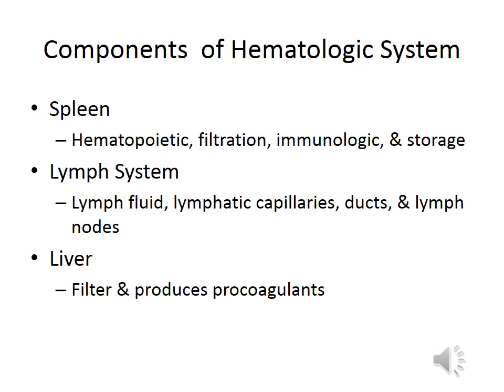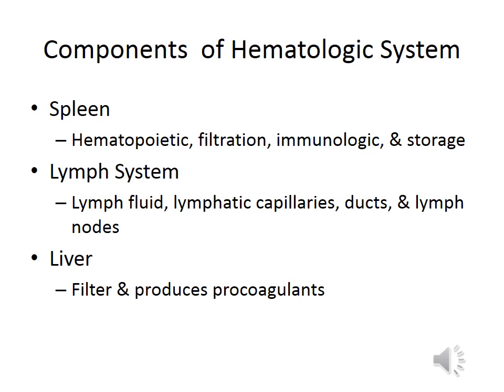Filtration also involves the reuse of iron. The spleen is able to catabolize hemoglobin released by hemolysis and return the iron component of hemoglobin to the bone marrow for reuse. The spleen also plays an important role in filtering circulating bacteria.